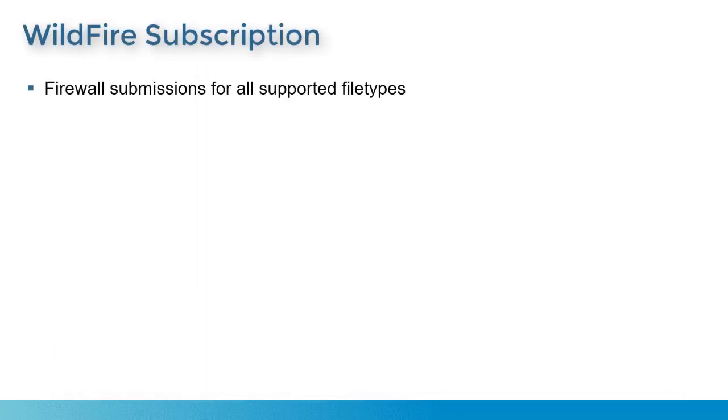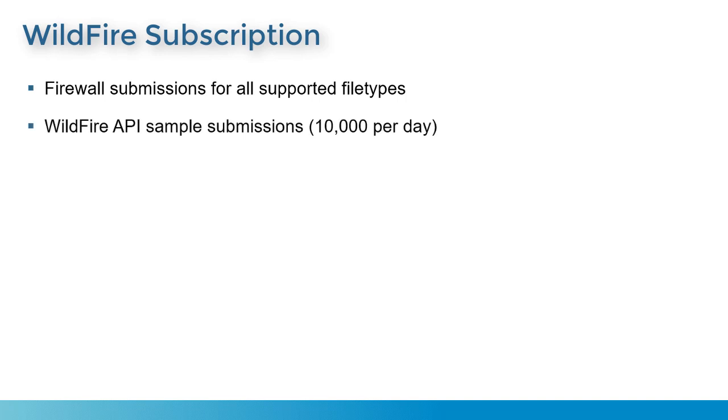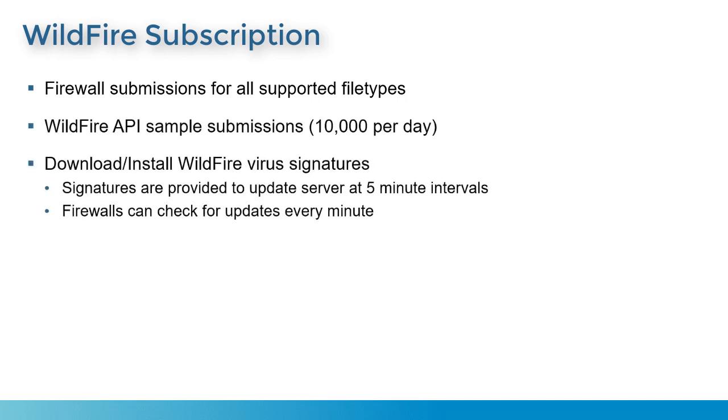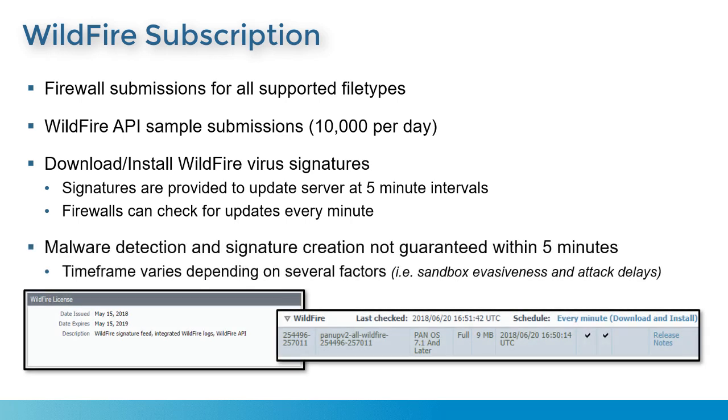In order to make full use of WildFire, it does require a subscription license. The license allows you to submit all supported file types via your firewall or via the WildFire API. Also, it allows you to download and install WildFire virus signatures. To do this best, you would configure your firewall to check with the update server every minute for new WildFire signatures. They will be provided from the WildFire server to the update server on a 5 minute interval. Finally, we cannot guarantee that you will receive a verdict or a signature within the first 5 minute interval after submitting your file. This really depends on several factors like sandbox evasiveness, but you might.